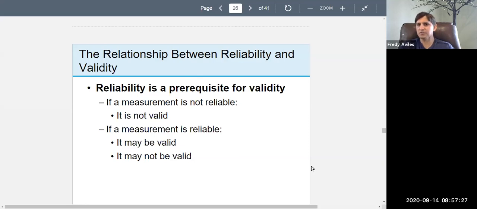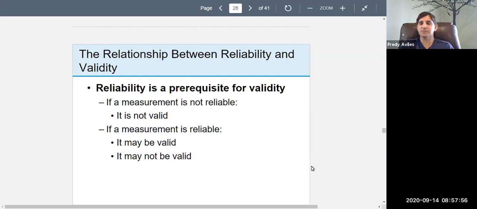Think about it. I mentioned this before. If you have a ruler that is supposed to measure height, but that ruler says you're 6 feet tall one day, another day it says you're 5 feet tall, another day 4 feet tall, another day 10 feet tall, that ruler is not reliable. That means that ruler can't possibly be measuring anything that's valid. It doesn't even measure anything consistently. If it's not consistent, it cannot be valid.